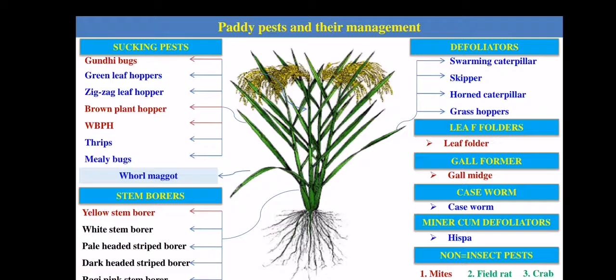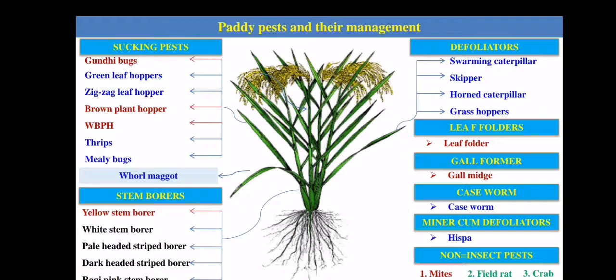Today we will discuss the different insect pests of paddy, and we will also discuss the different insect pest management of the paddy crop. So there are a number of insect pests that attack the paddy or rice crop.